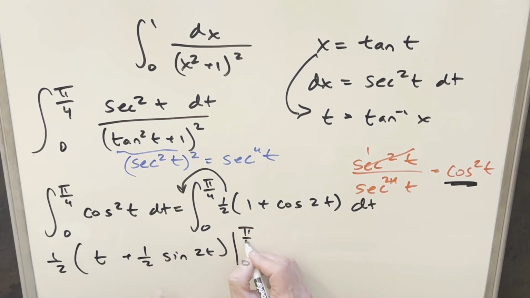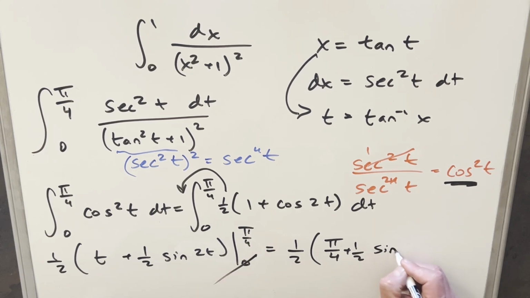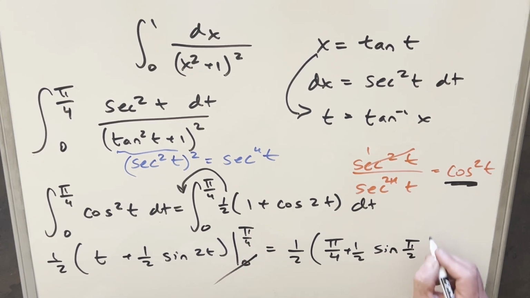evaluated from 0 to pi over 4. Now when you plug 0 in, of course that's going to be 0, since sine of 0 is 0, so let's not even worry about the 0 and just plug in pi over 4. So I'm going to have this 1/2 in front, plugging in pi over 4, we get here pi over 4 plus 1/2 sine of 2 times pi over 4, which is sine of pi over 2.